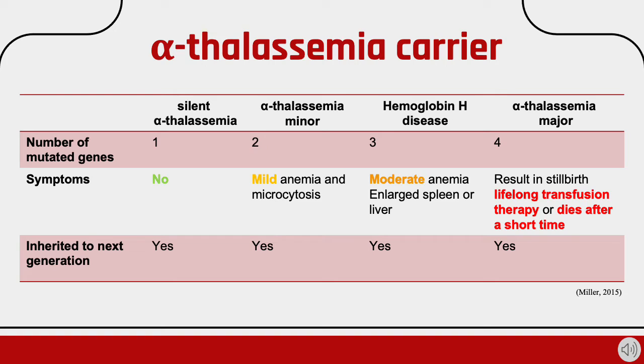Alpha thalassemia happens when one or more genes that control the making of alpha globin are absent or defective. All mutant genes may be inherited by the next generation. It can cause anemia ranging from mild to severe. The most serious form is alpha thalassemia major, which will cause stillbirth.